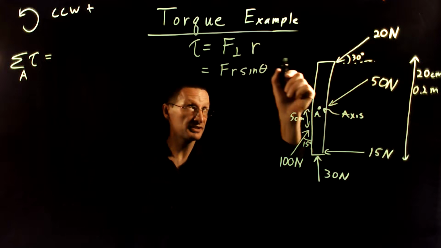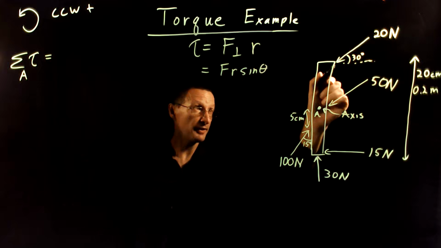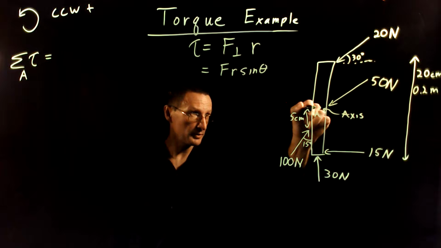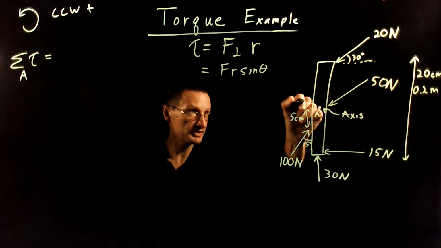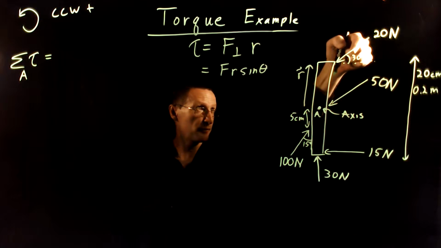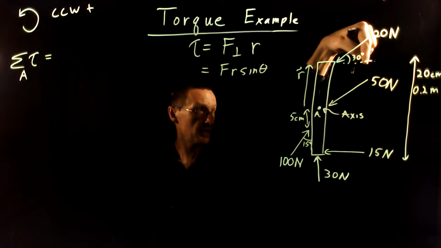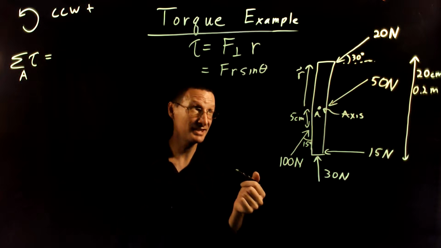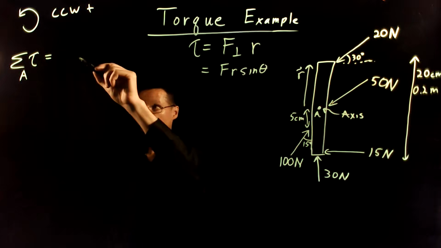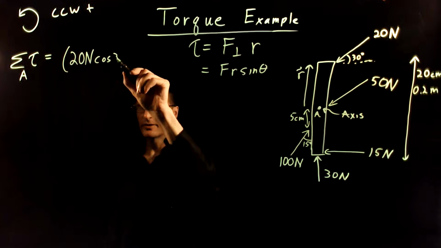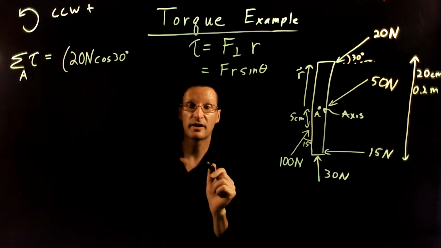For this 20 Newton force, I'm going to use this equation here. So I need to find the part of the force that's perpendicular to the R vector. First, let me draw the R vector. That goes from the axis of rotation to where the force acts. So here's my R vector. And I want the part of the force that's perpendicular. So there's the part here that's parallel to R, and then there's a part here that's perpendicular. That's adjacent to the angle 30 degrees, and so I want the cosine of that. So my perpendicular force is going to be 20 newtons times cosine of 30 degrees.